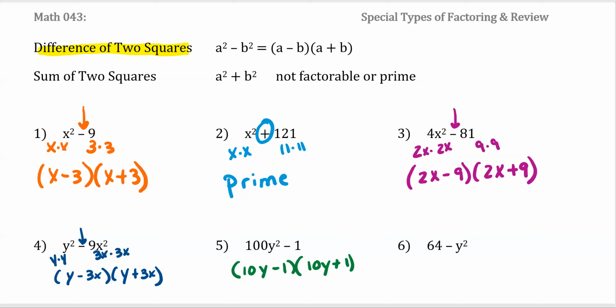Number 6. 64 is 8 times 8. So we have 8 minus y and 8 plus y.